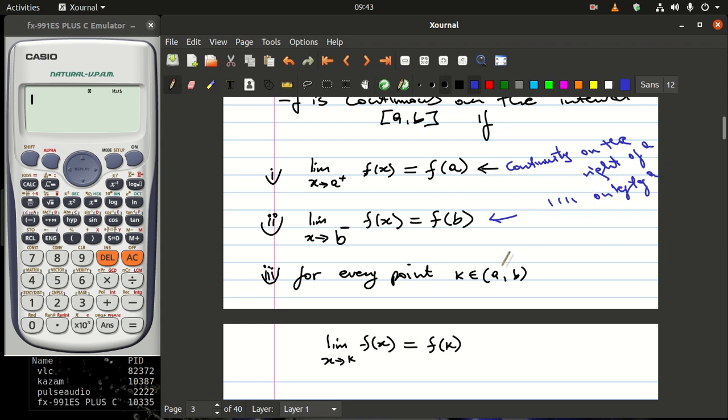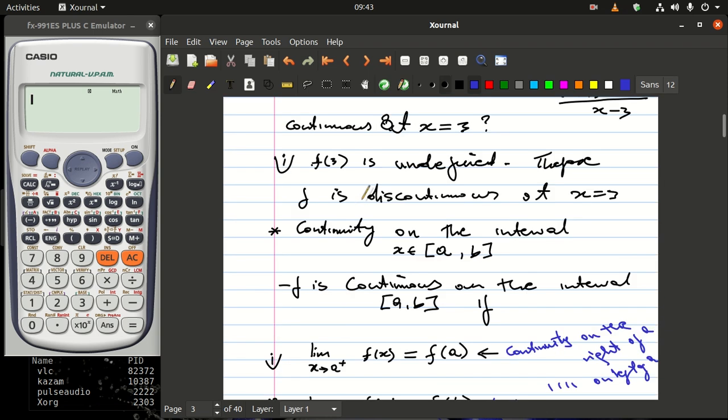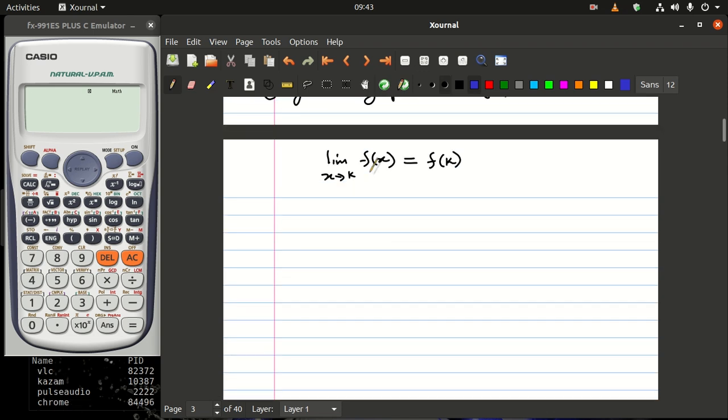Now this one here, we are actually looking at every particular point on that interval. So that's what this is saying: if these three conditions can be satisfied, then you know that f is continuous on that particular interval. That's the difference between continuity at a point and continuity on an interval, because continuity at a point is only talking about number 3, but for continuity on an interval we also have to check the two endpoints.